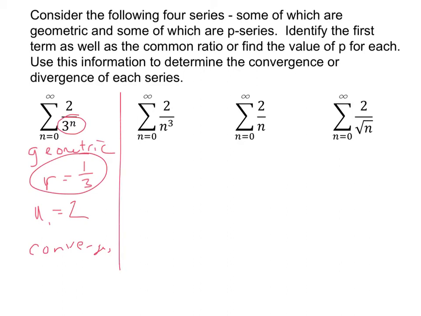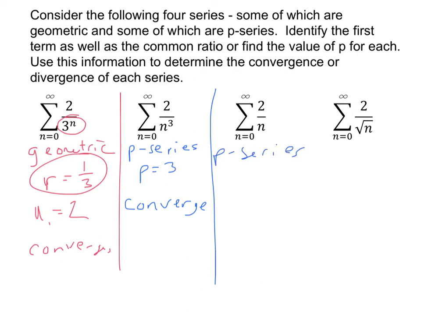For the next problem, we have 2 over n cubed. This is a p-series. And in particular, this is a p-series for p equals 3. And so, because p equals 3, that p is greater than 1, this will converge. So we have a convergent p-series because p equals 3. For the next one over, similar to the previous one, we have a variable in the base of the exponential expression, and so because of that, this is also going to be a p-series.